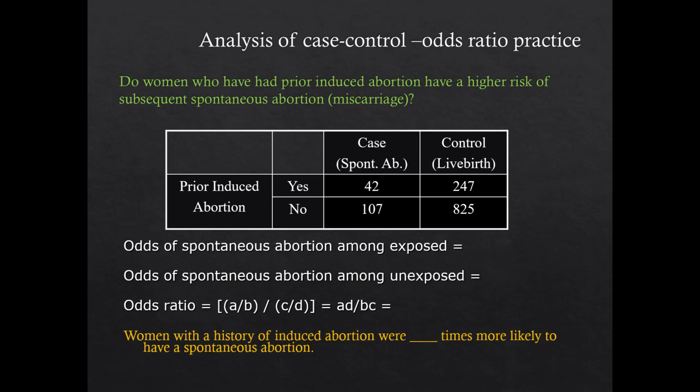And so now we go to the odds of spontaneous abortion among exposed. We get the odds, and then we calculate the odds ratio. And we get that women with a history of induced abortion were 1.3 times more likely to have spontaneous abortion.